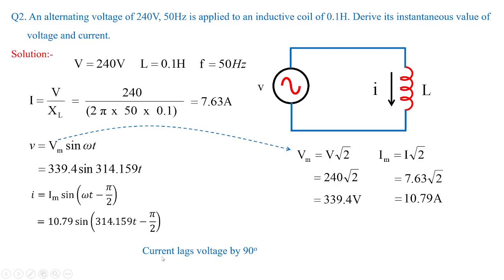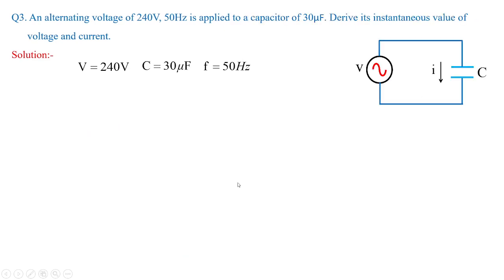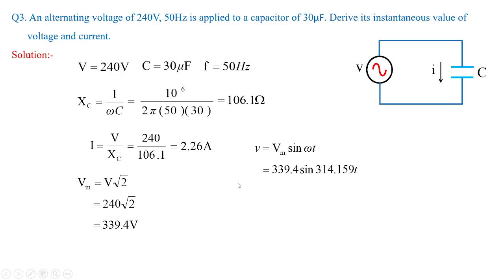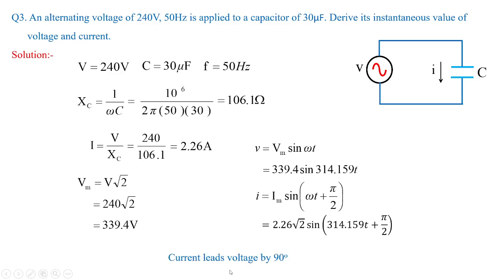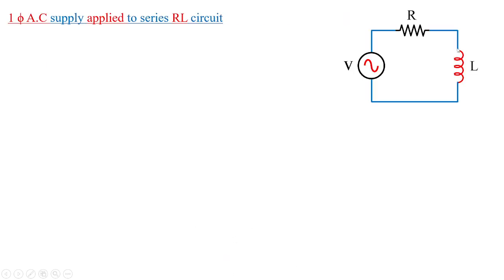So what is the conclusion? Current lags voltage by 90 degrees. Now you take the example of capacitor, calculate the values, and you will come to a conclusion that current leads voltage by 90 degrees. Now once we are done with RLC, let us focus on RL circuit.